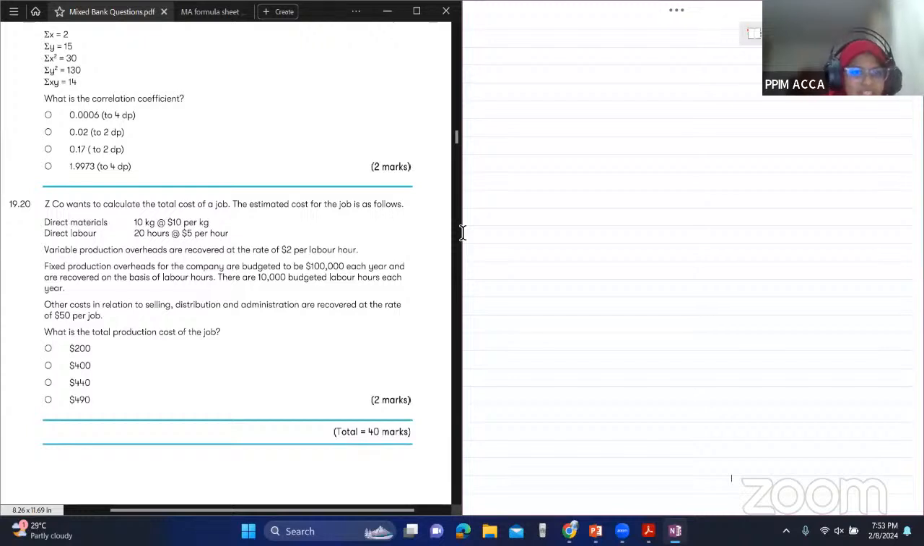Other costs in relation to selling, distribution, and admin are recovered at a rate of 50 per job. What is the total production cost of the job? It's a straightforward question, an example of job costing, where you have a specific job and use the information that you have to decide what the production cost is. I know we haven't discussed job costing so far, but this is just common sense. You can try it out and see. I'll give you 5 minutes. See if you can get the total production cost of the job.